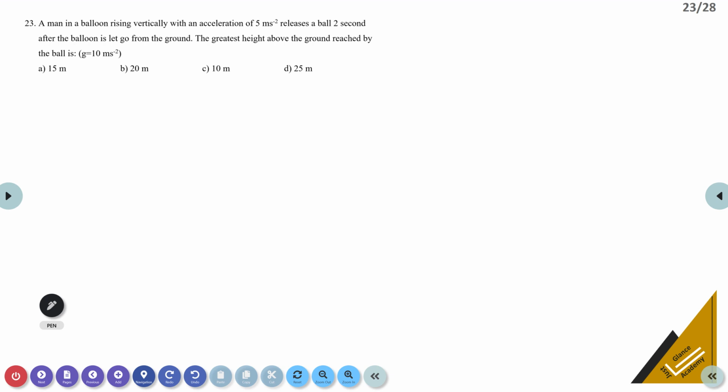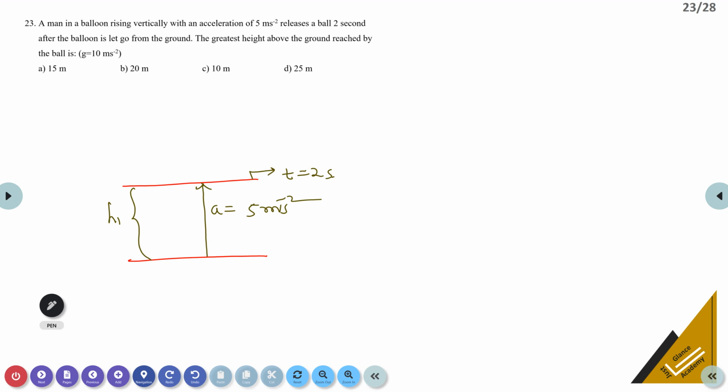Okay. I solved 2-3 problems of this kind, so there is no problem with this one. Here there are 2 stages. The balloon at t equal to 2 seconds: what happens now? From here to here the balloon is rising with an acceleration a equal to 5 meters per second squared. Then, from here to here, what is the distance?